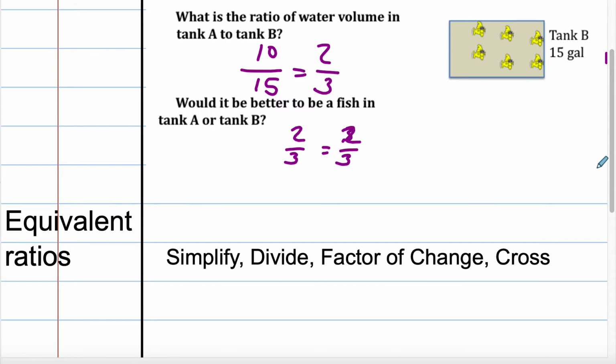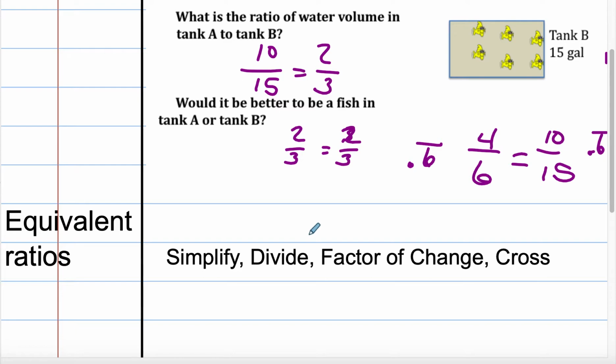So if I would go back up to this one and say 4 to 6 is the same as 10 to 15, I can do what I did. I could simplify them both and get them both to be 2 to 3. I could divide 4 divided by 6, and I get 0.6 repeating. And this is 10 divided by 15, which would also give me 0.6 repeating.